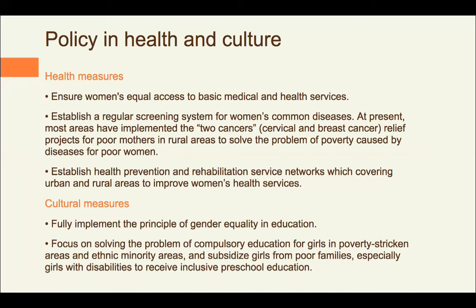Next is to establish health prevention and rehabilitation service networks, which can cover urban and rural areas, to improve women's health services. In the aspect of cultural measures, the government should fully implement the principle of gender equality in education and focus on solving the problem of compulsory education for girls in poverty-stricken areas and ethnic minority areas. Subsidize girls from poor families, especially girls with disabilities, to receive inclusive preschool education.